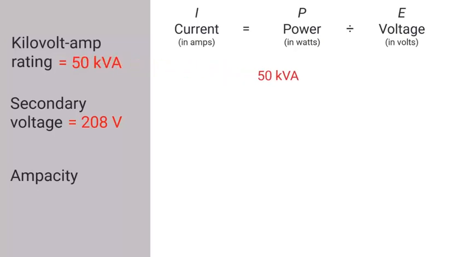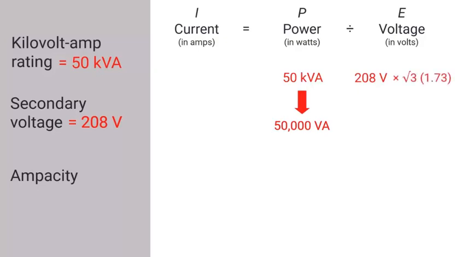For power, we use 50 kilovolt amps. Knowing that 1 kilovolt amp equals 1,000 volt amps, we express 50 kilovolt amps as 50,000 volt amps, or watts. For voltage, we use the secondary phase-to-phase voltage, which is 208 volts. And because it is three-phase, we multiply by the square root of 3, which is 1.73.